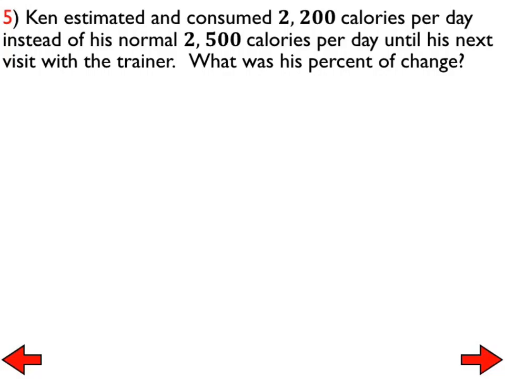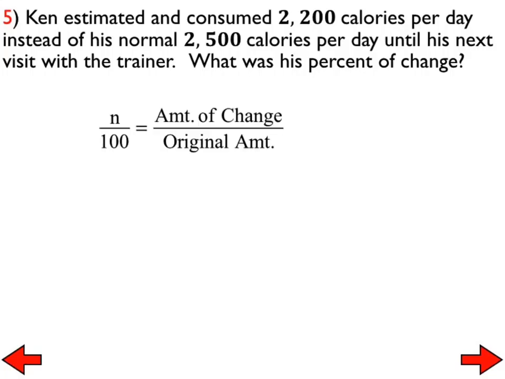Number 5, Ken estimated and consumed 2,200 calories per day instead of his normal 2,500 calories per day until his next visit with the trainer. What was his percent of change? Are we finding error? Did he guess something wrong? No, this one is just the difference between the two numbers. How much did it change by? So, Kara, go ahead and do this one for us. Okay. Is n over 100 equals 300 over 2,500? Side and side, so it's going to be 30,000 over 2,500. So then we do 2,500 goes into 30,000, and you're going to get 12% of change.